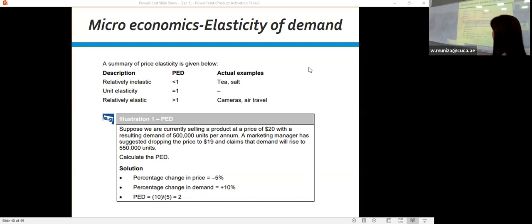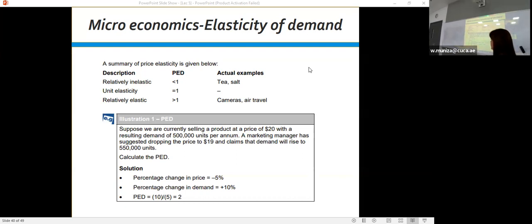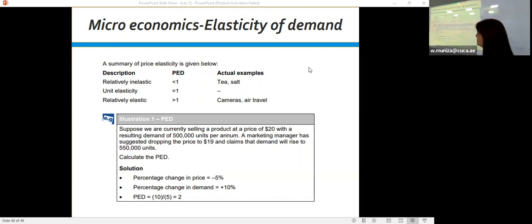So they are giving us an illustration. Suppose we are currently selling a product at a price of 20 with a resulting demand of 500,000 units per annum. A marketing manager has suggested dropping the price to 19 and claims that demand will rise to 550,000 units. Calculate the price elasticity of demand. So my dear students, percentage change in prices, how much is this? They have calculated already 5%.